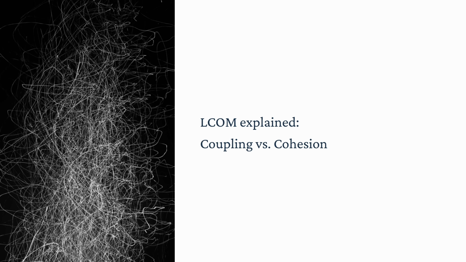Imagine opening a class in your code and you immediately notice everything is somehow connected to everything else. Nothing really belongs together and every change turns into a nightmare. That's exactly what a metric makes visible: lack of cohesion in methods, or LCOM for short. And that's what this video is all about: how LCOM works, why it matters, and how you can use it to build better software.